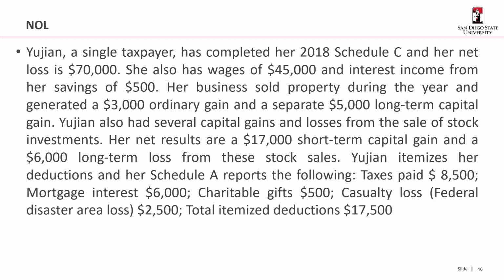She itemizes her deductions, and her Schedule A has taxes paid of $8,500, mortgage interest of $6,000, charitable gifts of $500, and a casualty loss in a federal disaster area of $2,500. That means her total itemized deductions are $17,500.